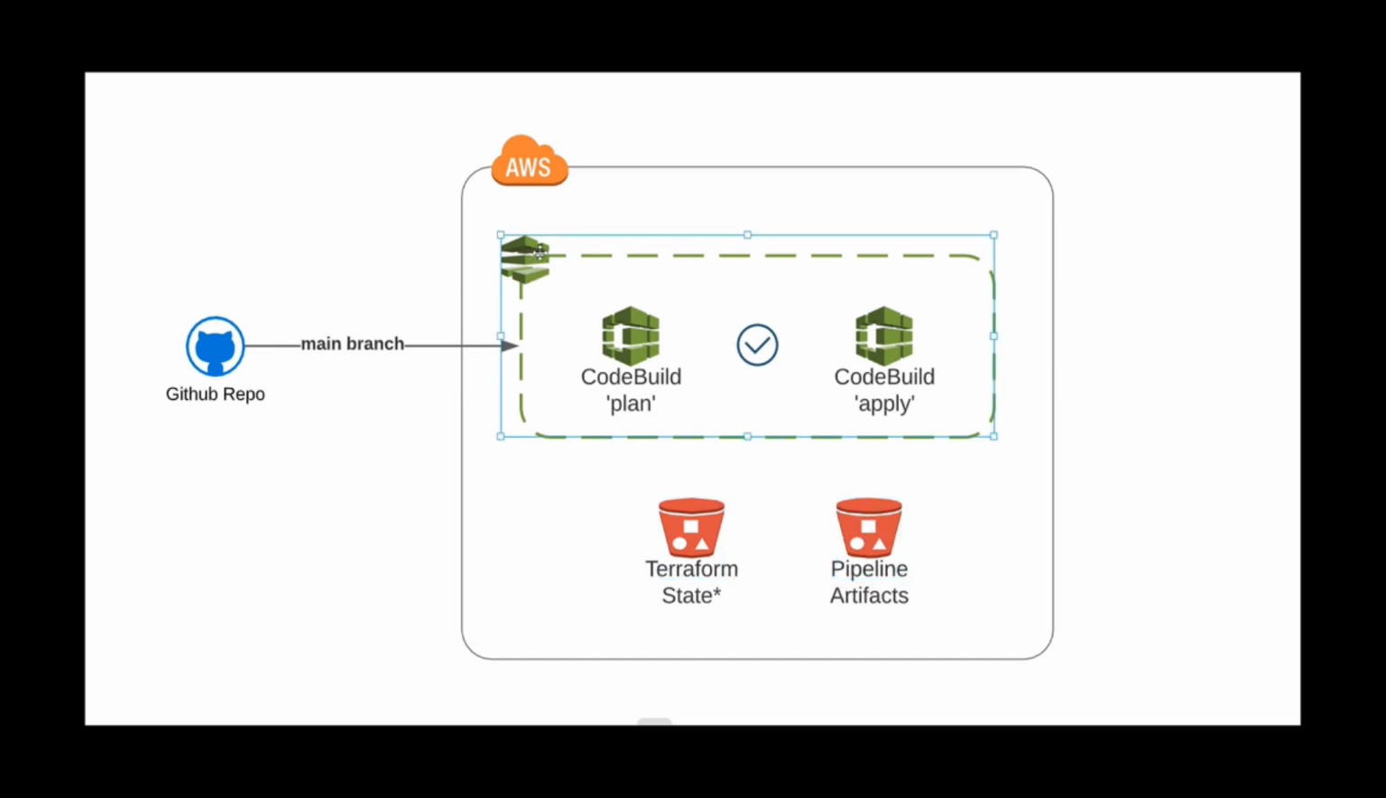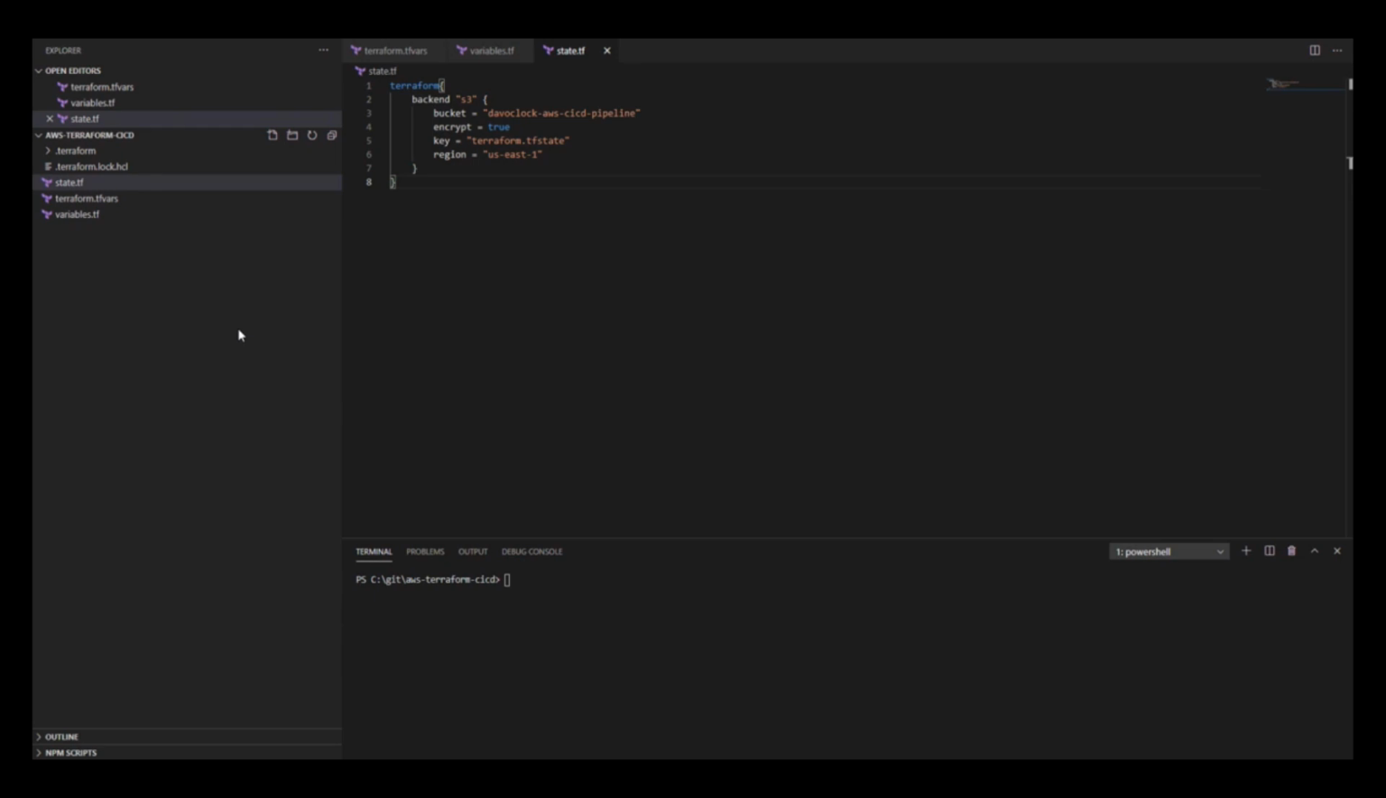We need to create the pipeline itself. We need to create a role which the pipeline can use to actually execute. Okay, so the first thing we'll want to do is create an S3 bucket. So I'm going to create a new file. I'm going to call it s3.tf.